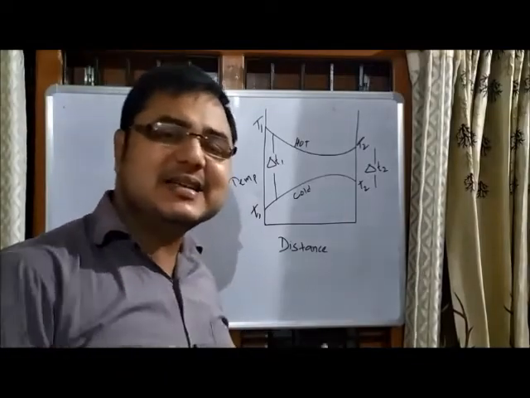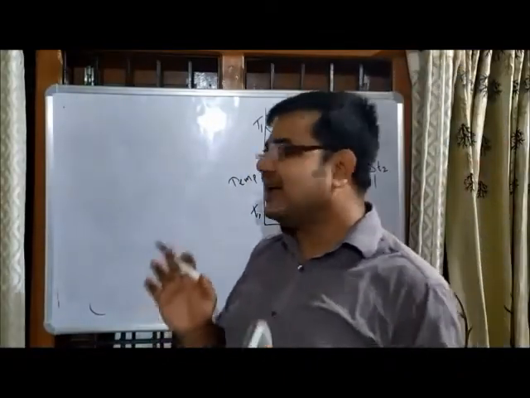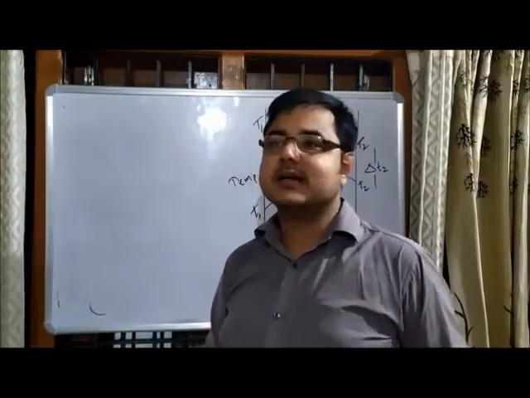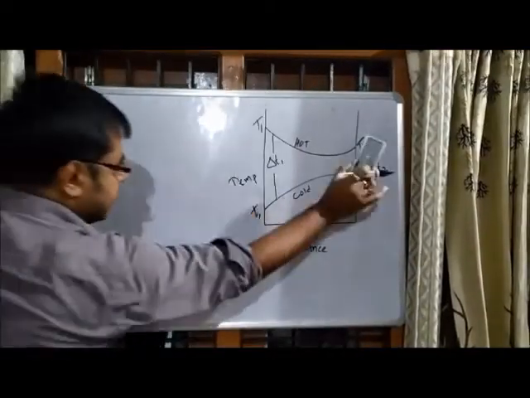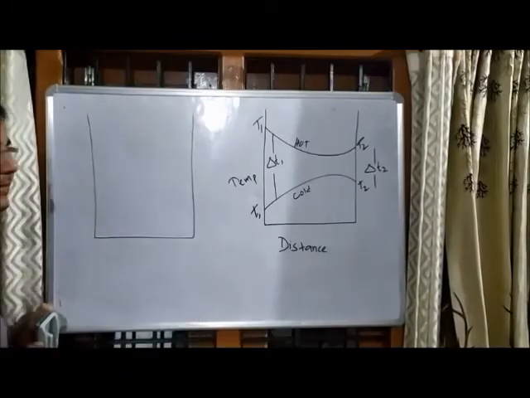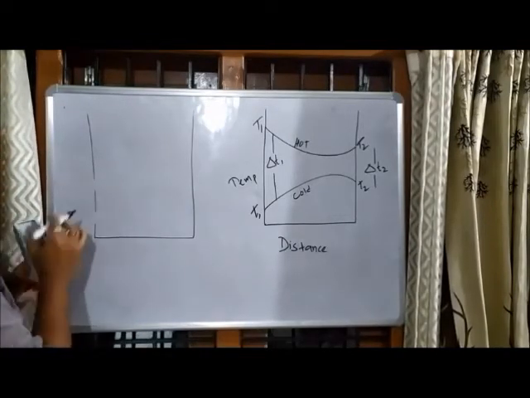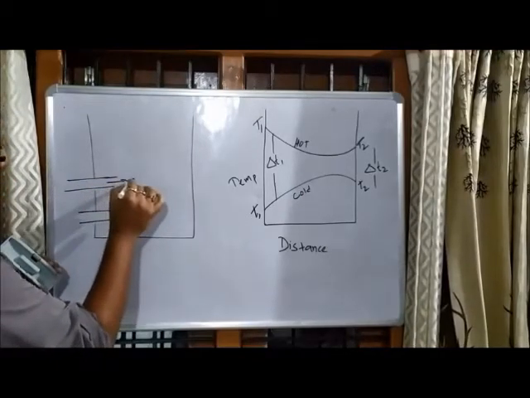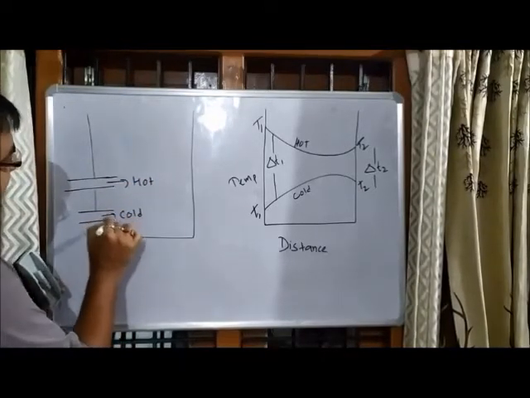So now let's consider a case where heat exchange can take place. Generally heat exchange takes place in two types: one is the parallel heat exchange, another is the counter heat exchange. Let us first see the parallel. Ignore this part till you understand what this is. Suppose there is a vessel, and there are two pipes connected. One pipe is carrying the hot fluid, another is carrying the cold fluid in the parallel direction.